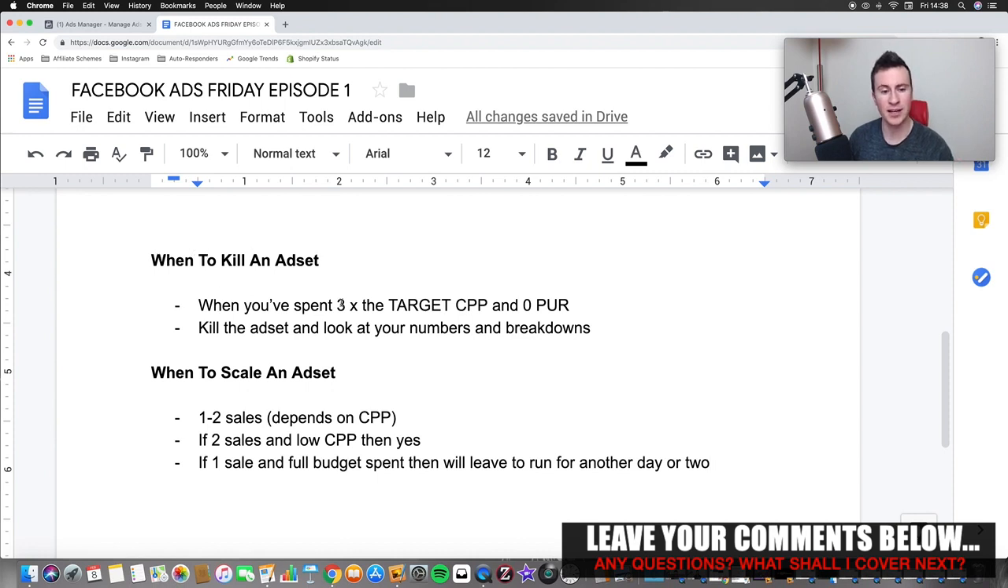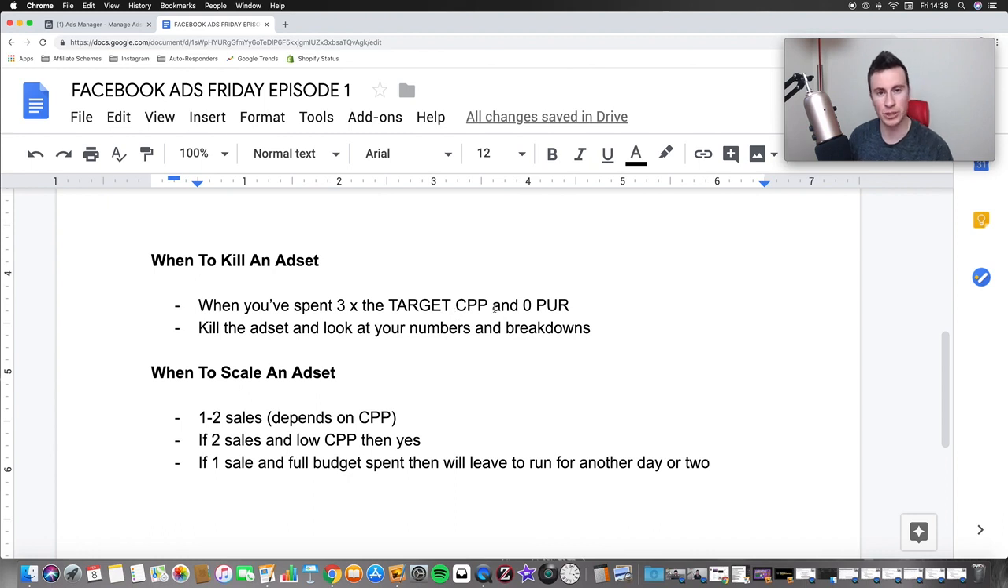When to kill an ad set. When you've spent 3 times your target cost per purchase and have 0 purchases, then that's time to switch your ad set off and start looking at the numbers. Start looking at what your cost per link click is. Start looking at your relevance score. And if they're both poor, then that is a signal that whatever product you're advertising is not resonating with your audience, and therefore you need to change one or the other. You either need to change your audience or you need to change your product.